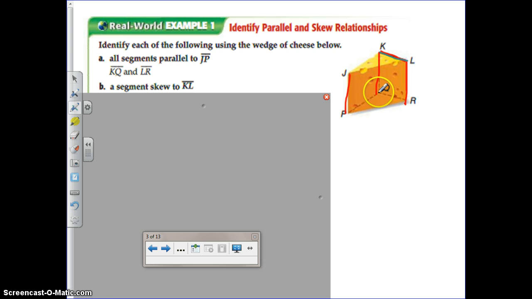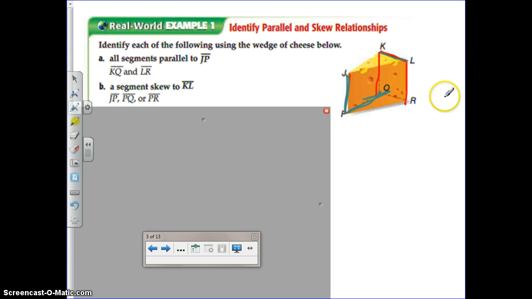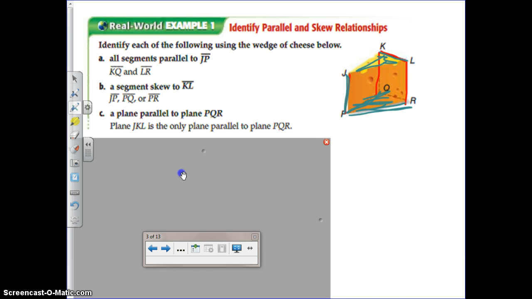Skew, we're looking for a different plane and not parallel. So PQ is one, JP is one. Is there another one? PR, they're saying. Oh yeah, PR is on a different plane but not parallel. A plane that's parallel to PQR. So if this is PQR, the only plane parallel to that is plane KLJ.